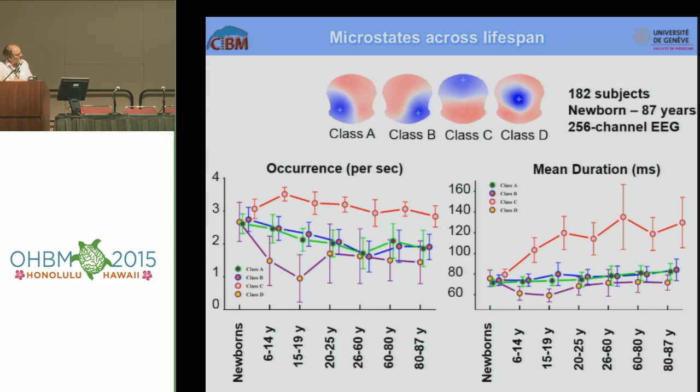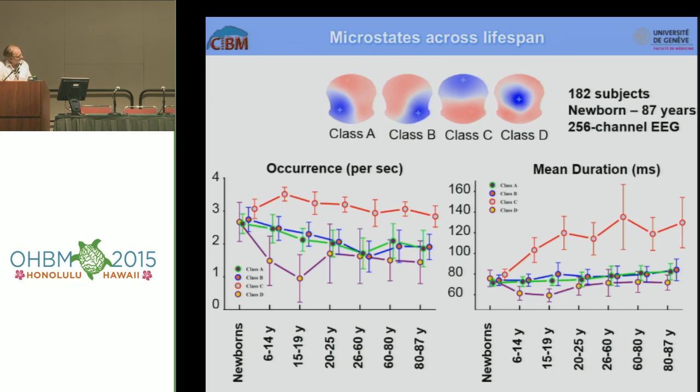Sorry, we looked also at the occurrence of these maps, how much they are present per second across different age groups. And what you see for the duration is that one of these maps, class C, which is this map here, seems to increase in duration when you get older. The others seem to be more or less stable. There is a period during adolescence where this map here, class B, seems to be less present than the other ones.